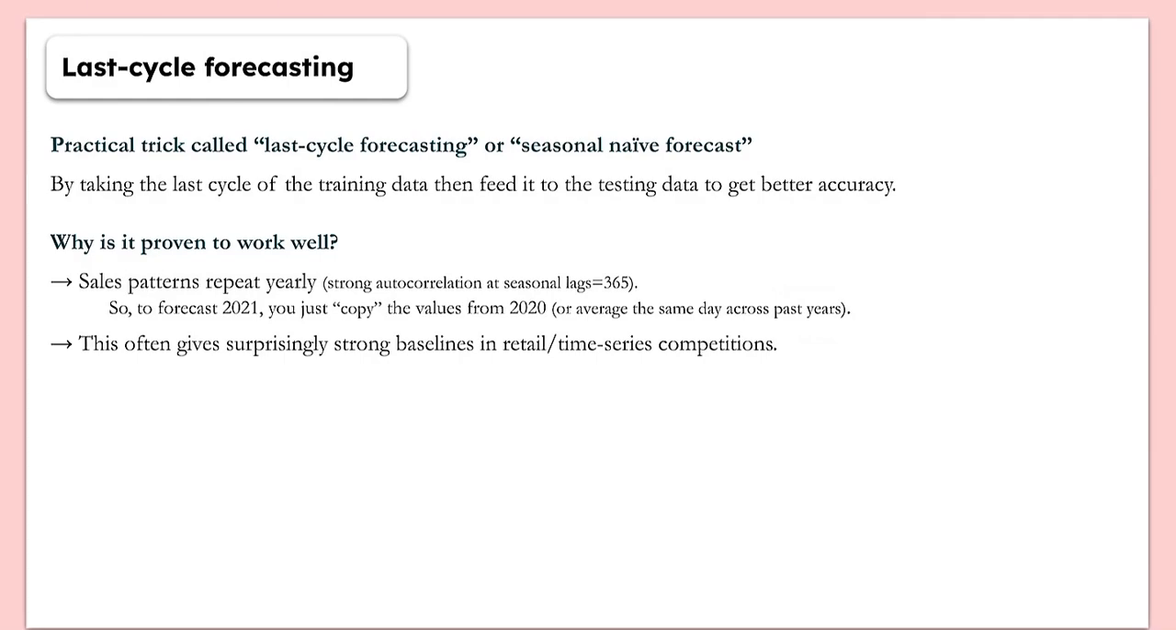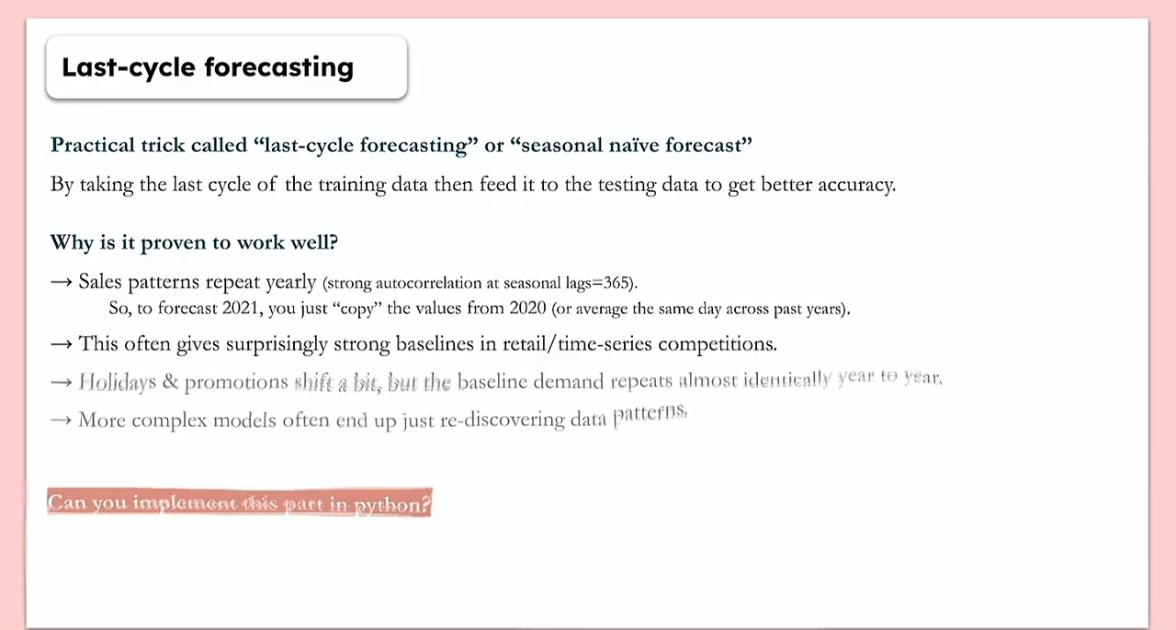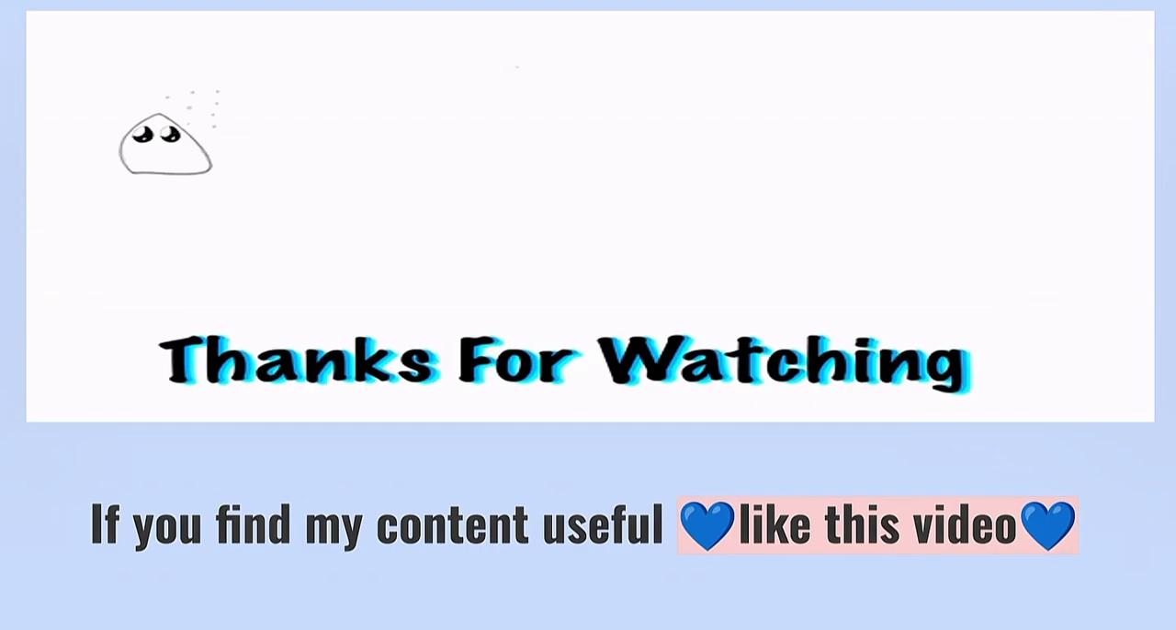And this trick has proven to work well for several reasons. One, sales patterns repeat yearly. So to forecast 2021 data, you just copy the values from 2020 or average the same day across past years. This often gives a surprisingly strong baseline in retail or time series competitions. Holidays and promotions shift a bit, but the baseline demand repeats almost identically year to year. And finally, more complex models often end up just rediscovering data patterns.